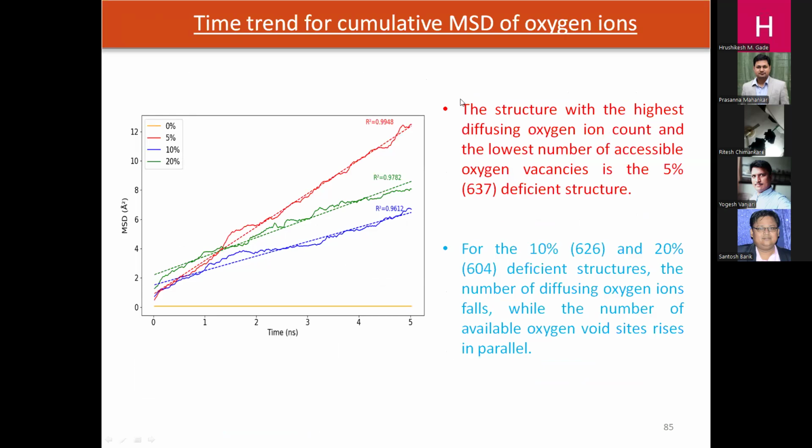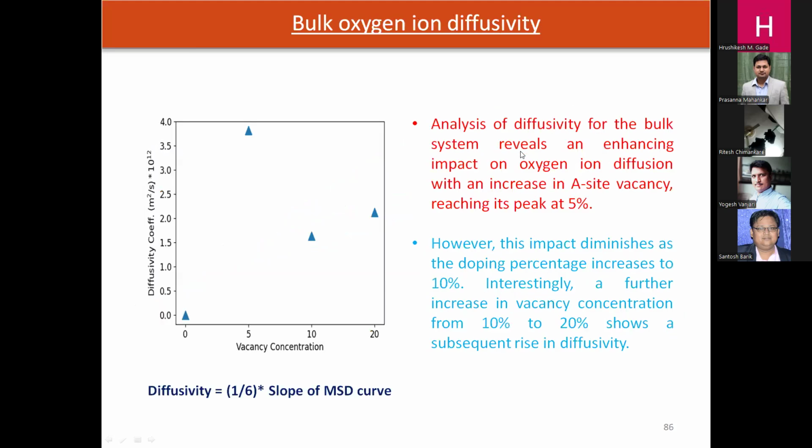Here come the results and discussion. As I said, we artificially made the A site vacant by 5%, 10%, 20%. The basic calculation which guides the motion is the mean square displacement of oxygen ions, and we observed it to be highest for the 5% vacant structure. Based on mean square displacement, we calculated diffusivity. Obviously, it's highest for the 5% structure because it's obtained from the previous graph.